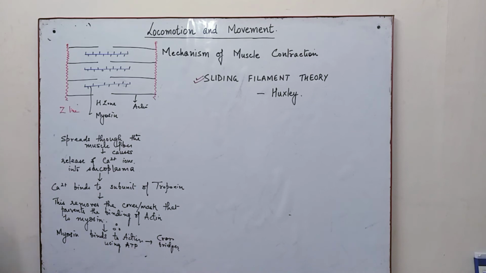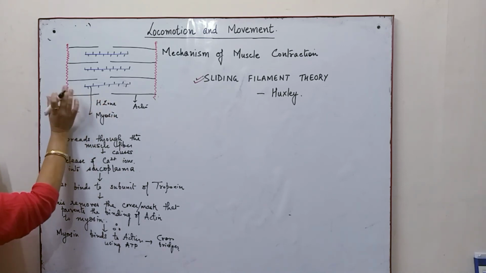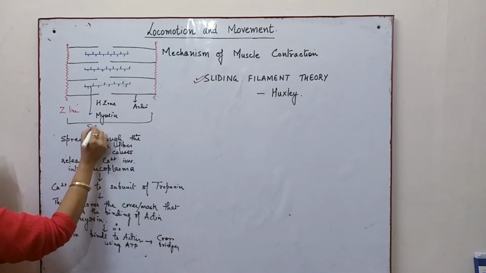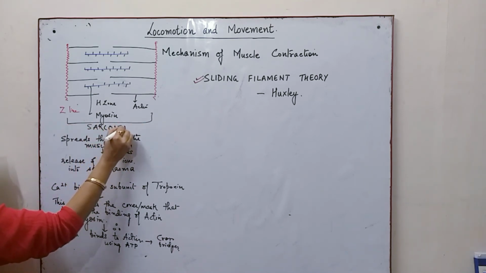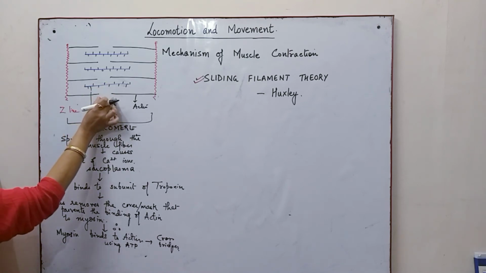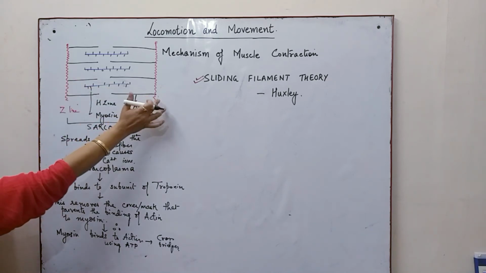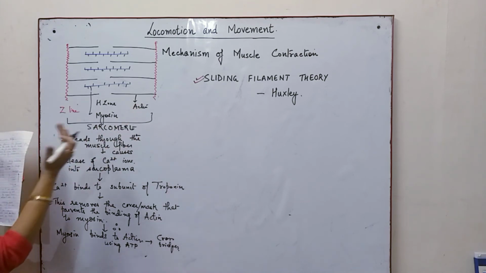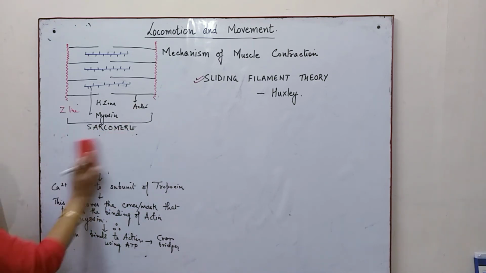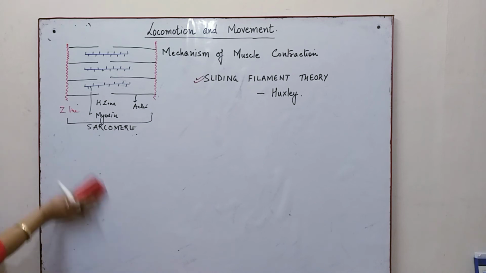So when the mask on the troponin is removed due to the increased concentration of the calcium ions, as a result the H zone will get reduced, and this is the sarcomere. Now, due to the actin fibers being hooked or attached to the myosin, the H zone will get reduced and consequently the two Z lines which are attached to the actin fibers will also come close, causing the contraction.